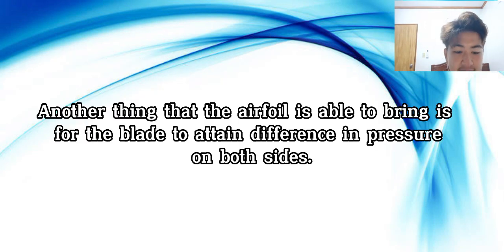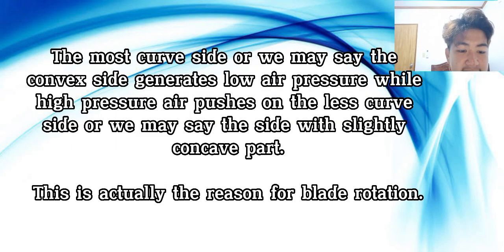So, another thing that the airfoil is able to bring is for the blade to attain a difference in pressure on both sides. So, the most curved side, or we may say the convex side, generates low air pressure, while high pressure air pushes on the less curved side, or we may say the side with a slightly concave part. This is actually the reason for blade rotation.